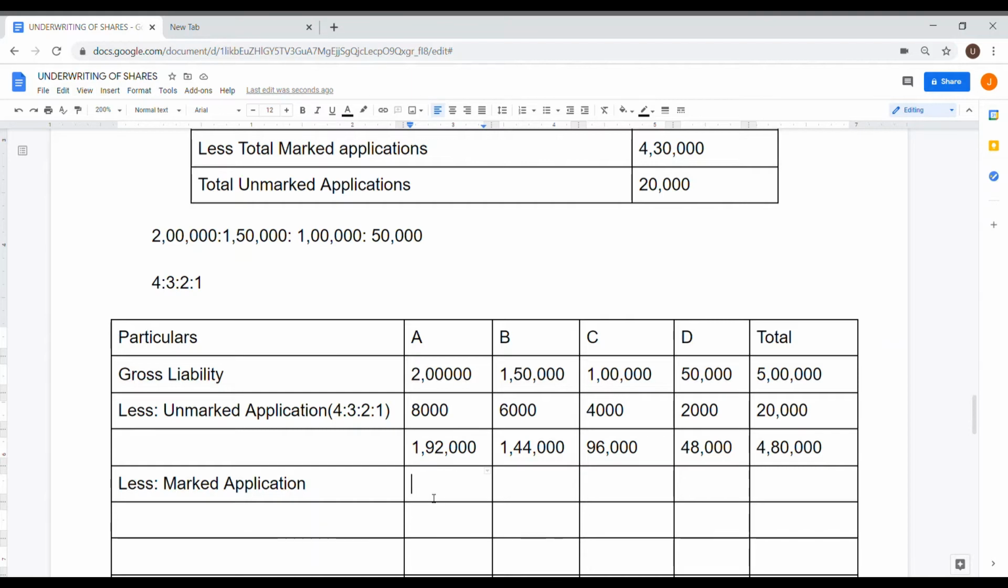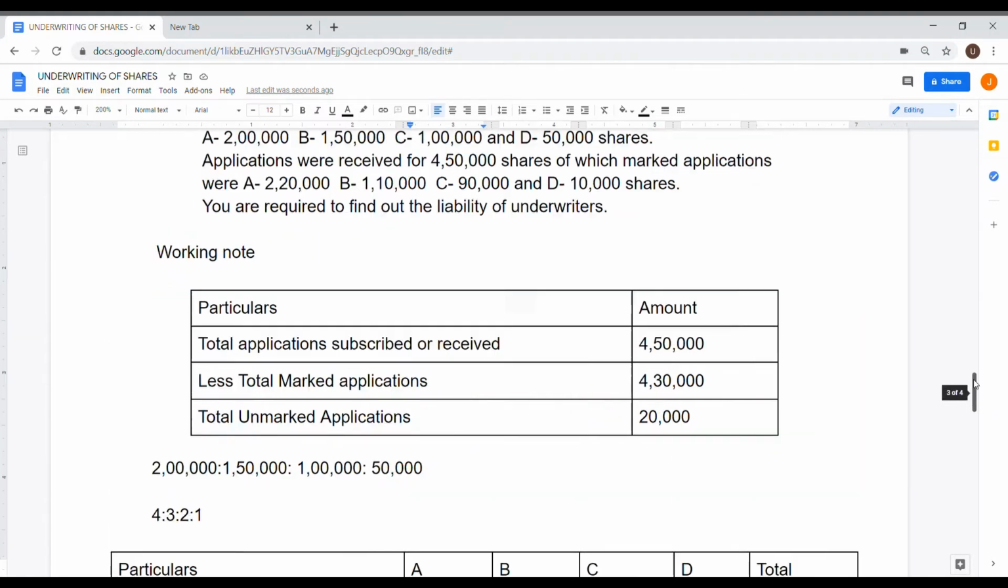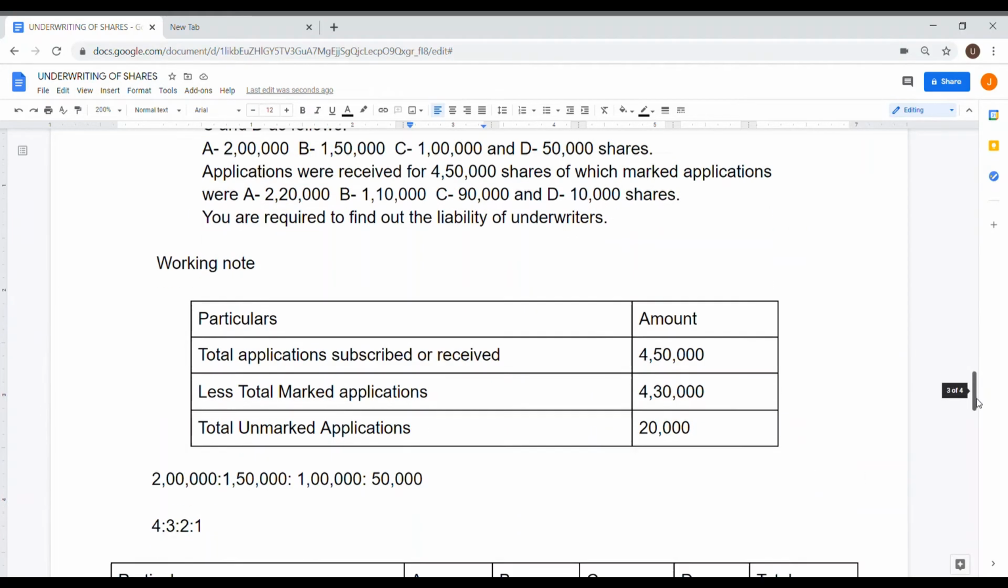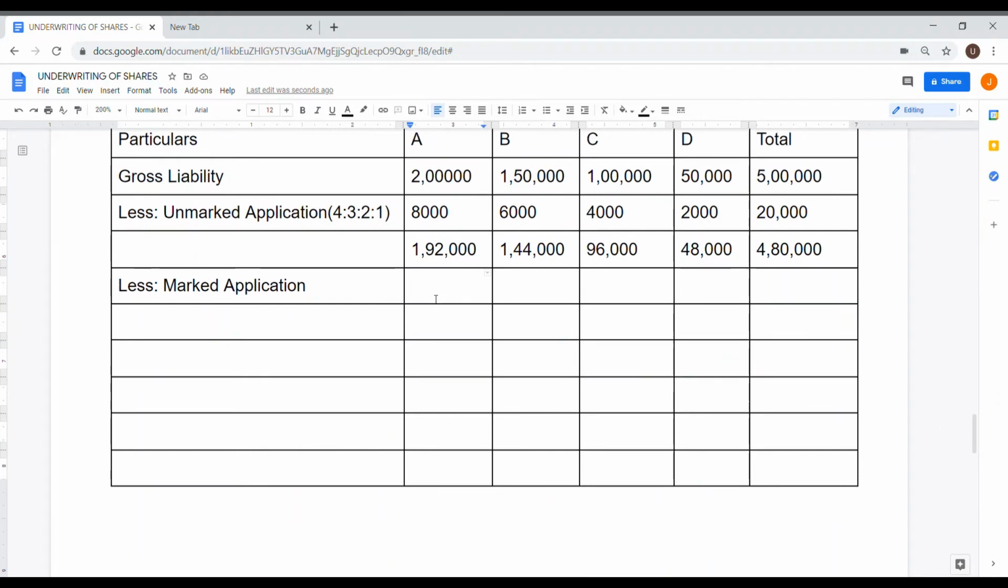Now what is marked application? So they have already given what is marked application. For A it is 2,20,000, B it is 1,10,000, C is 90,000, and for D it is 10,000. So our total is 4,30,000.